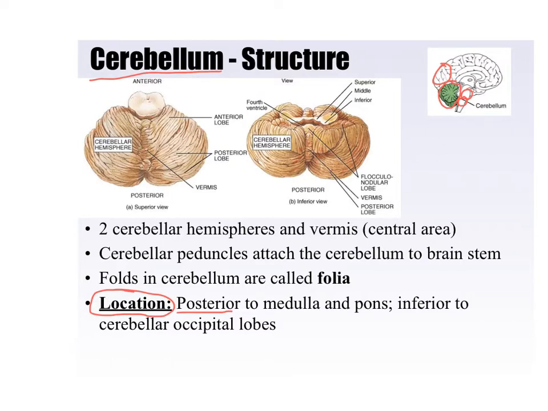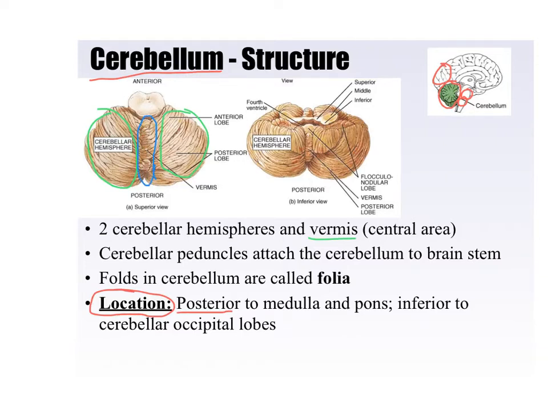Now, just like the cerebrum, there are two hemispheres. So you have a hemisphere over here and another hemisphere over here. This is a superior view looking from the top. There's also a central area called the vermis. Well, you need to know that? I highly doubt it, but the central area, the vermis, is right there.